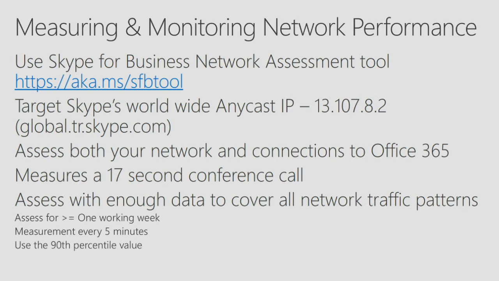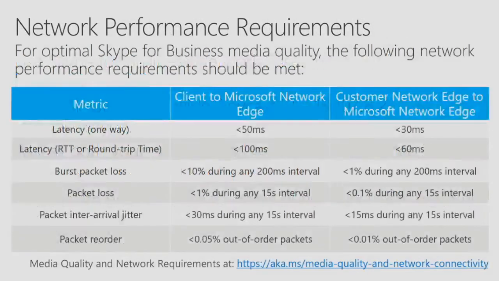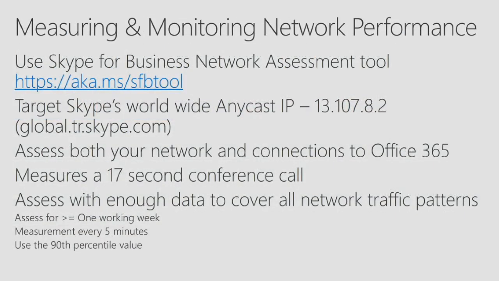What we recommend for customers when looking at this is run the tool at a client location and also at your network edge, because there's two sets of figures if you look at the previous slide. Doing that allows you to see if any problems exist outside of your corporate network or inside. And then we can do the work needed to fix that. Normally what we recommend, to get a good view, is run it for 1 working week on the client and the edge. Run it every 5 minutes, and it uses the 90th percentile to get rid of the top and bottom results to give you a good average.